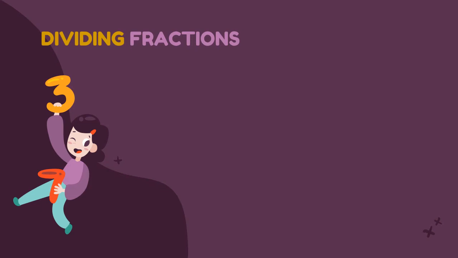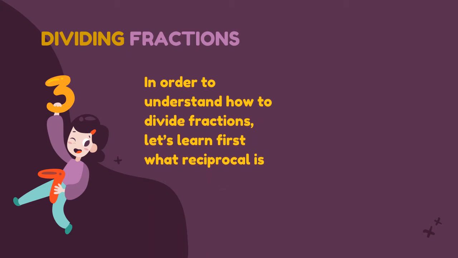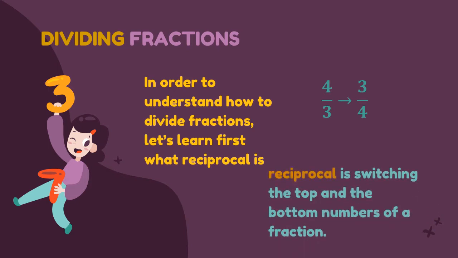This video is all about dividing fractions, but in order to understand how dividing fractions works, we first need to learn about something called reciprocals. A reciprocal is just a fancy math term for what you get when you switch the top and the bottom numbers of a fraction. For example, if you have the fraction 1 over 2 and switch the top and the bottom numbers, you'll end up with 2 over 1. 2 over 1 is the reciprocal of 1 over 2, and 1 over 2 is the reciprocal of 2 over 1.